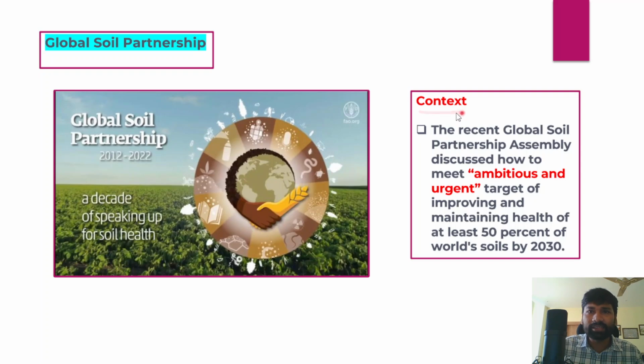The context is that recently the Global Soil Partnership Assembly discussed how to meet the ambitious and urgent target of improving and maintaining the health of at least 50% of world soils by 2030. Soil degradation is one of the main challenges that we have been facing. In order to address soil degradation and soil pollution, this Soil Partnership Assembly has been launched. Its focus is to meet the ambitious and urgent target of improving and maintaining the health of at least 50% of the world's soils by the year 2030.